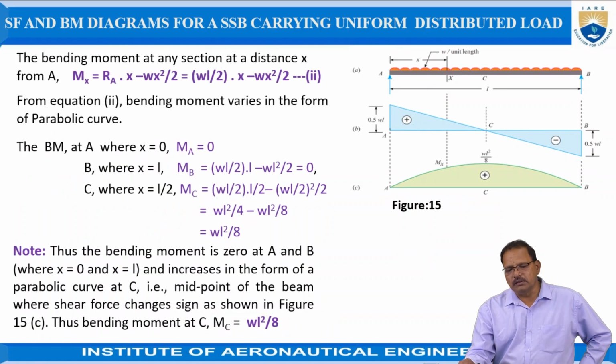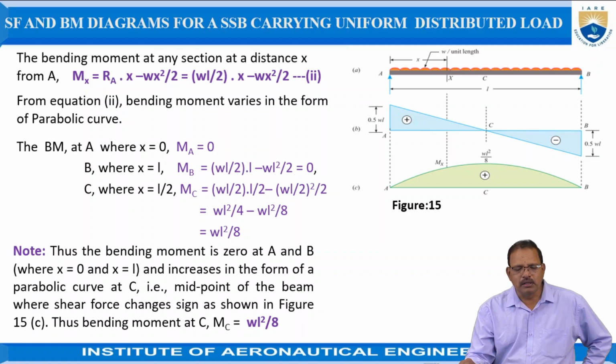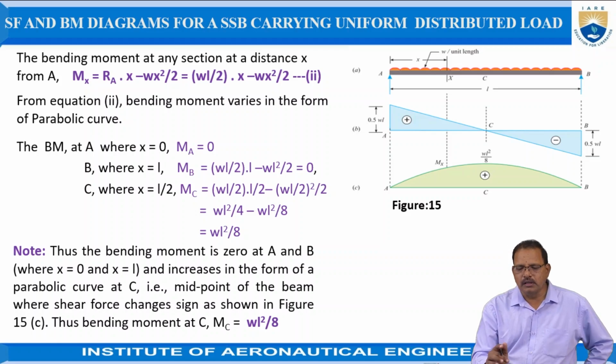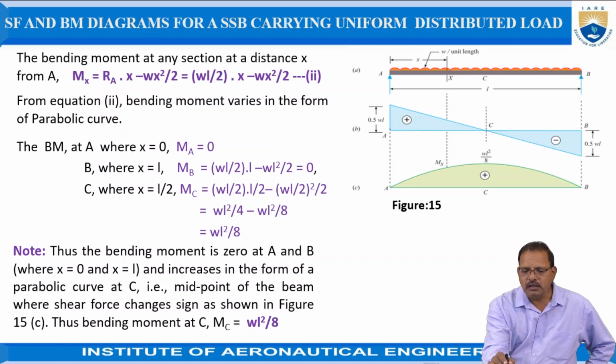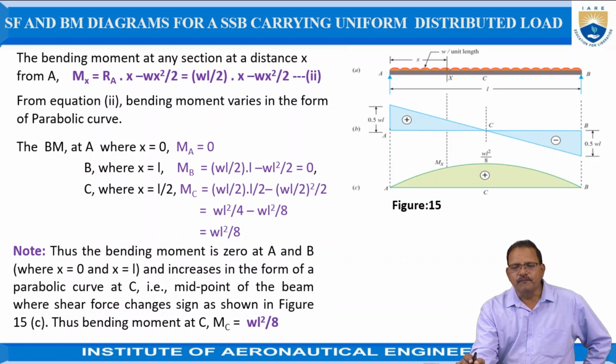The bending moment at any section at a distance of x from A is given by the algebraic sum of the moments created by the forces acting toward the left side or right side of the section.